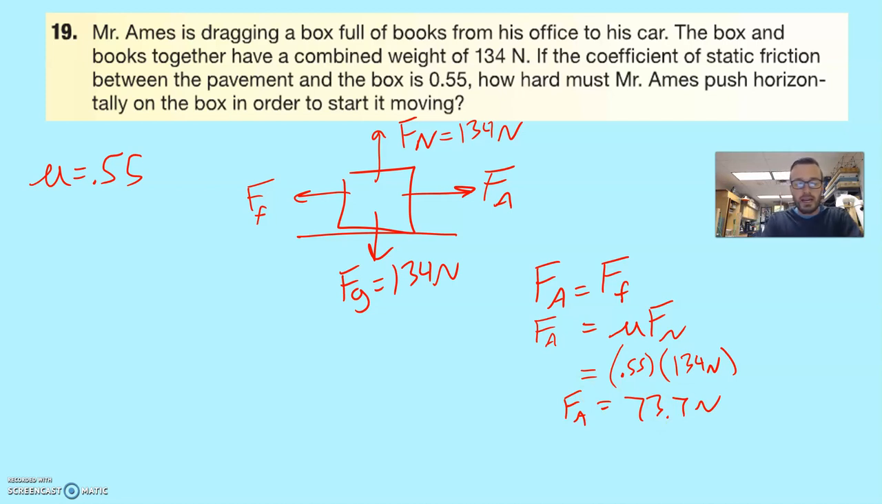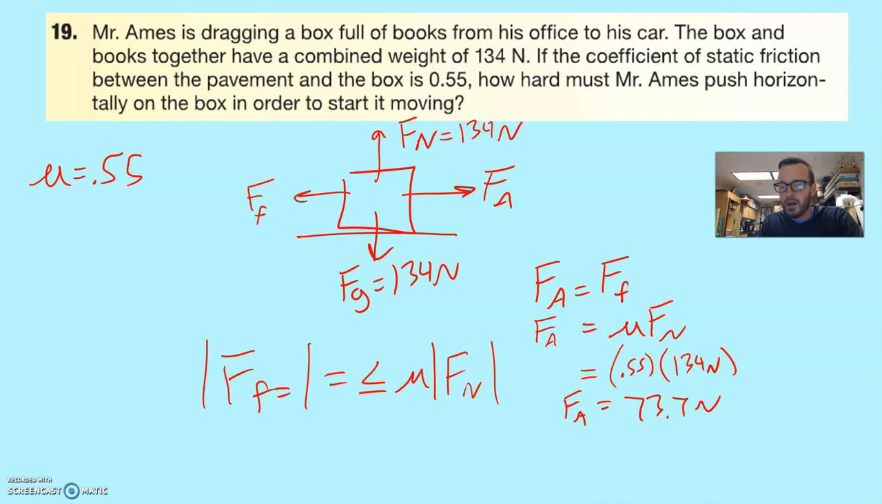So let's revisit this idea of Ff less than or equal to μFn, all this nonsense. Let's consider that. If Mr. Ames pulled with 60 newtons, then the force of friction would be equal to 60 newtons. It wouldn't be equal to the 73.7. That's where that less than or equal to comes from, right? So again, the force of friction will continue to react by Newton's third law to the amount of force it's resisting, and then eventually, if it doesn't have the capacity to do that anymore, that's our maximum value. And so our answer for this problem is 73.7.